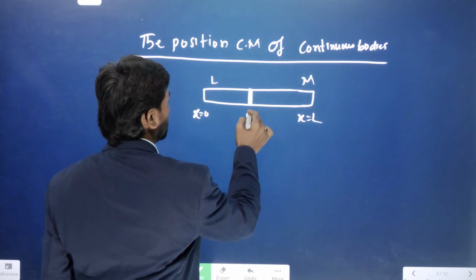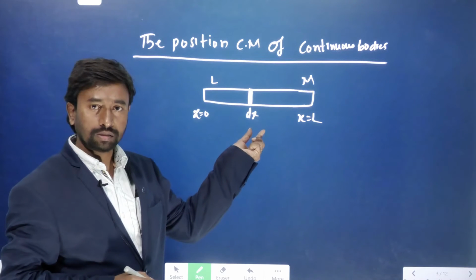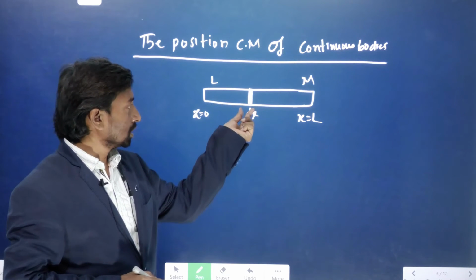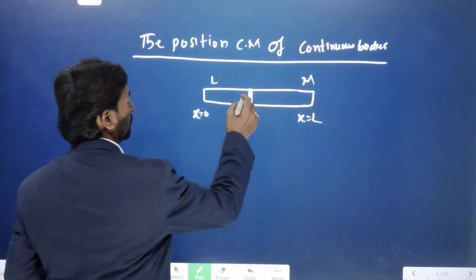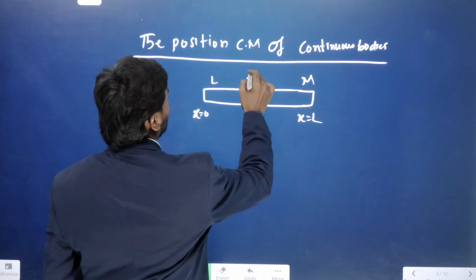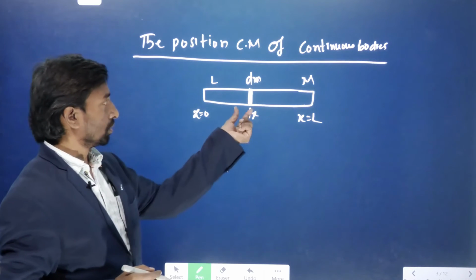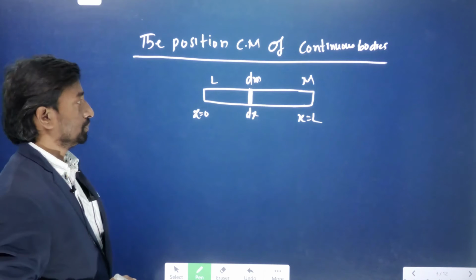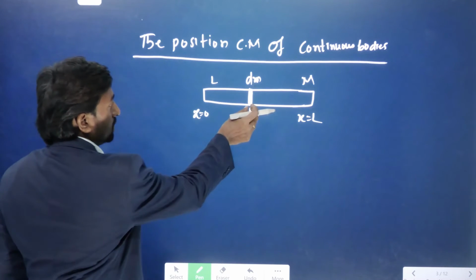So that is at a distance, suppose dx. This dx part will have a certain mass. Let us consider that small mass which this dx part we have considered; it is dm.